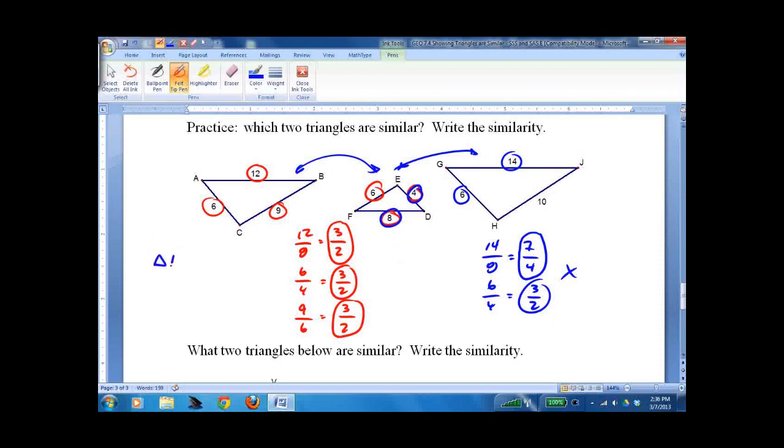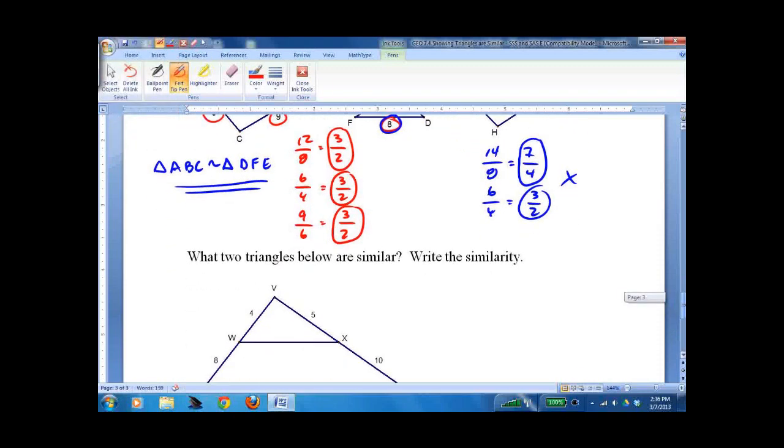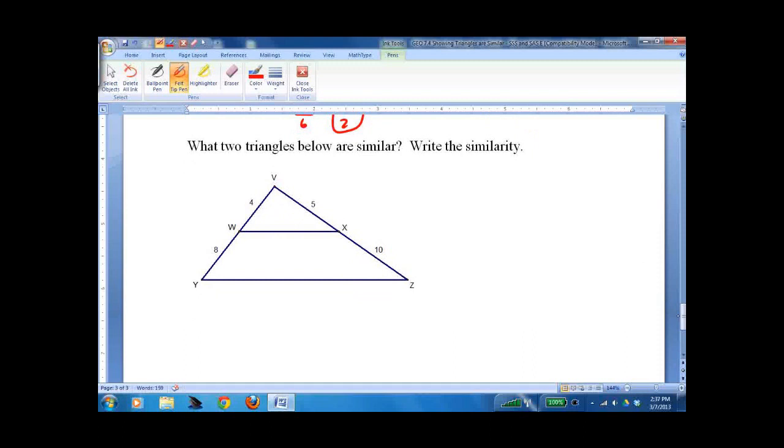Triangle ABC is similar to triangle DFE. I'm checking to make sure I did it right. Yep, that looks good. Try another one below. Which two triangles are similar?